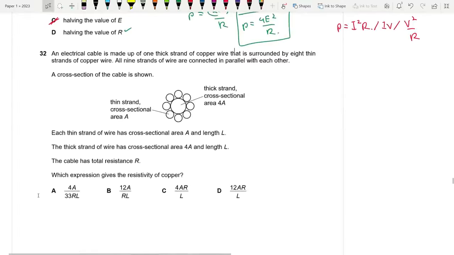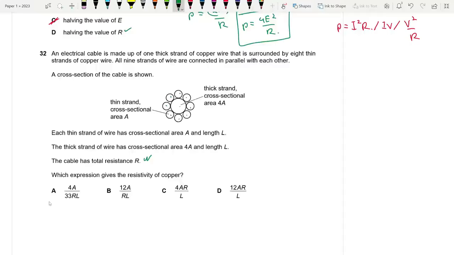32. An electrical cable is made up of 1 thick strand of copper wire that is surrounded by 8 thin strands of copper wire. All 9 strands of wire are connected in parallel with each other. A cross section of the cable is shown. Each thin strand of wire has cross section area A and length L. The thick strand has area 4A and length L. The cable has total resistance R. So this is basically a parallel setup of how many wires? 1, 2, 3, 4, 5, 6, 7, 8, 9.